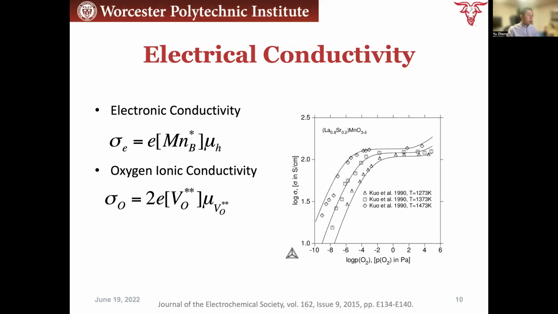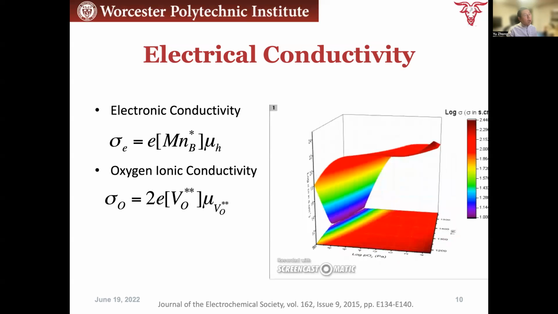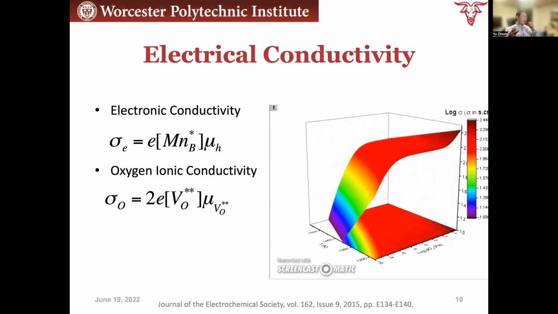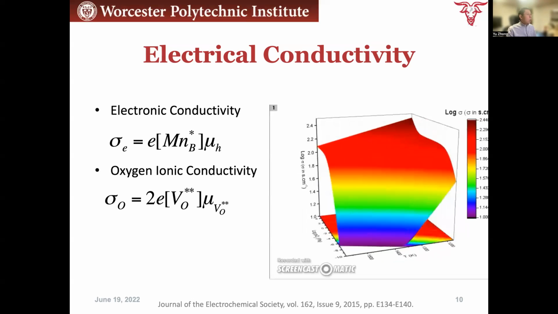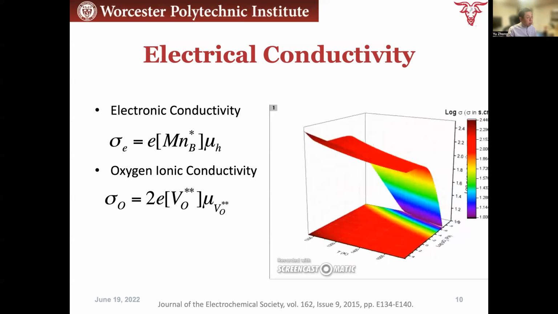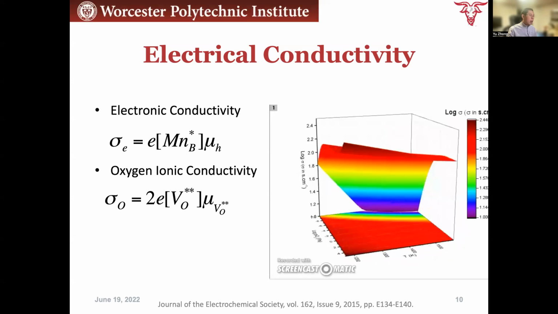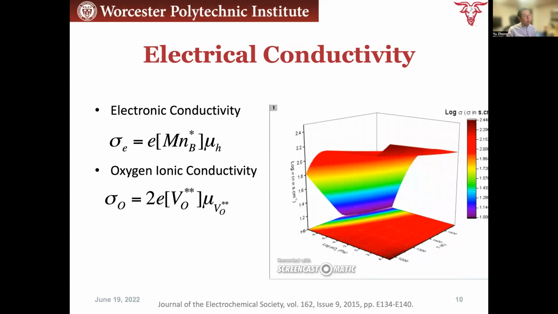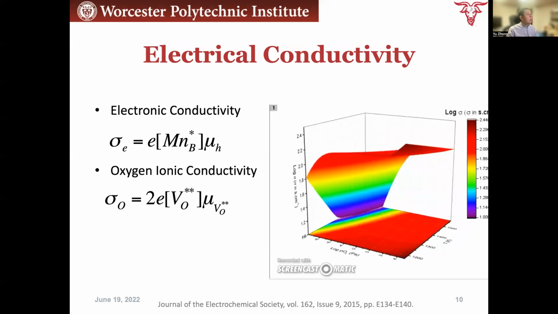So the advantage of this is if we have a good agreement on those, we can plot a whole region of what is happening. This is just a demonstration of how the electronic conductivity is working. We can also work on the ionic conductivity. We have done that as well.